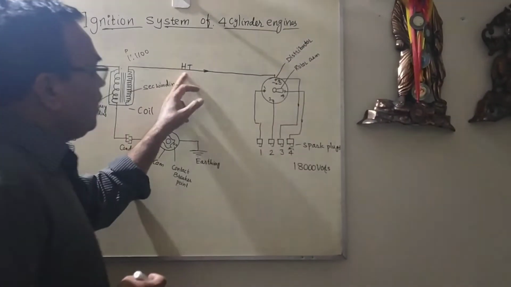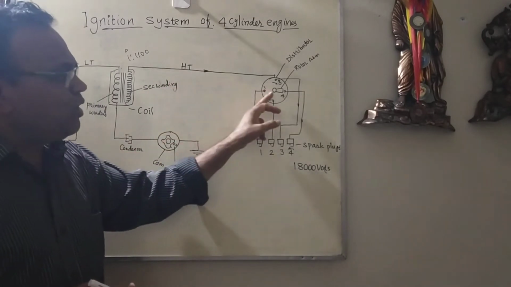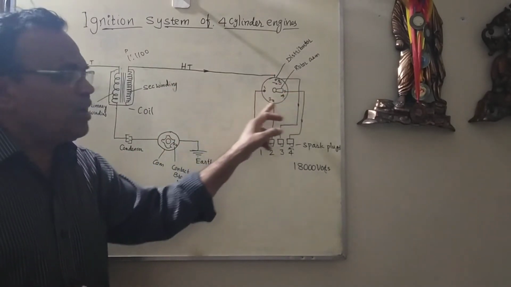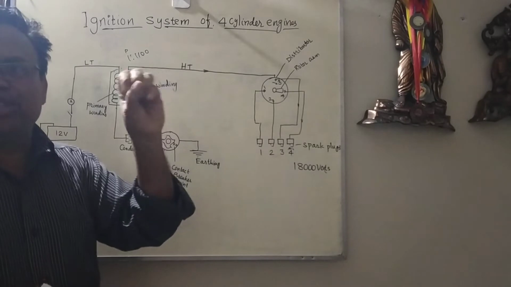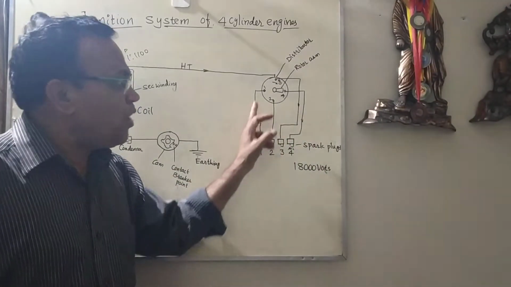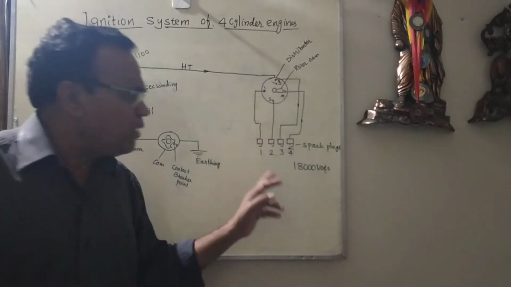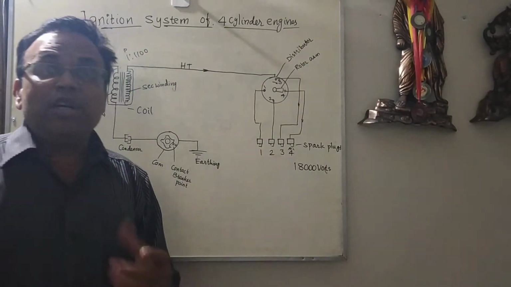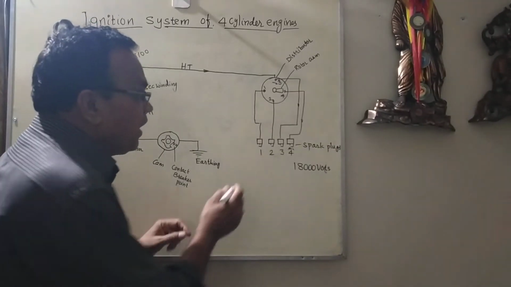So how is the high tension current developed? The current goes to the distributor center. This is called a distributor, like a distributing center. It distributes the electric current to the respective spark plugs. Which spark plug first? There are 4 cylinders, 1, 2, 3, 4. Which cylinder fires first and which second? That is called the firing order.